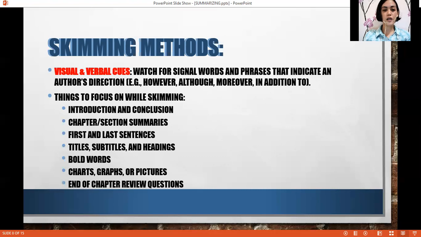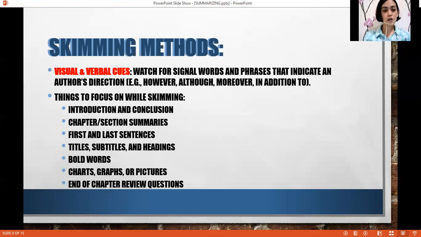The examples are however, although, moreover, in addition to. So those are the clues given by the author. It means that he is going to an important point, showing us an important point.